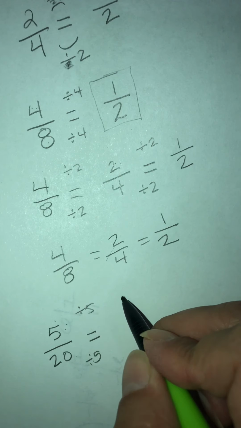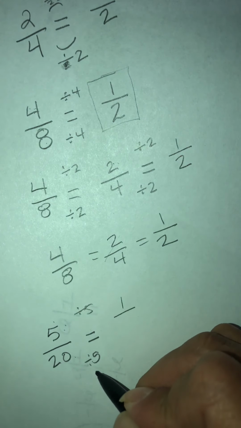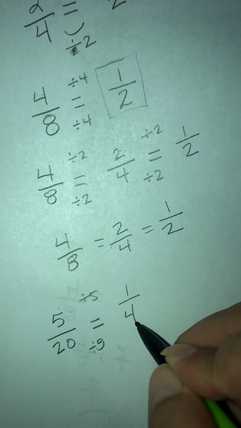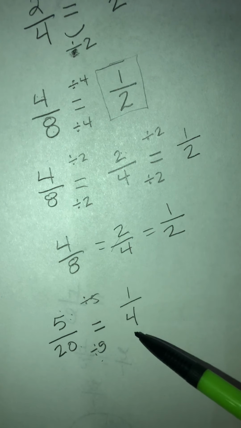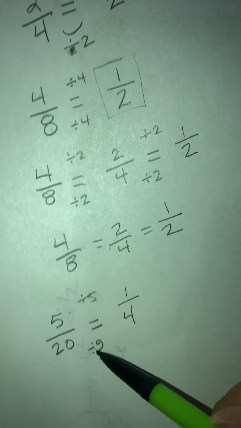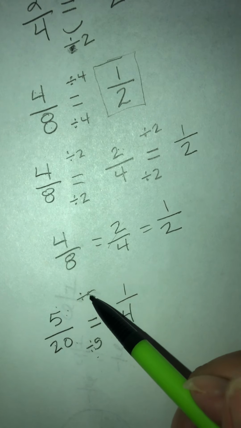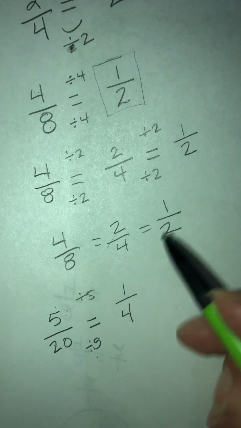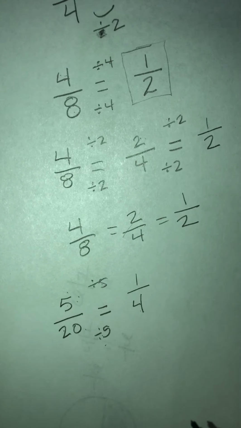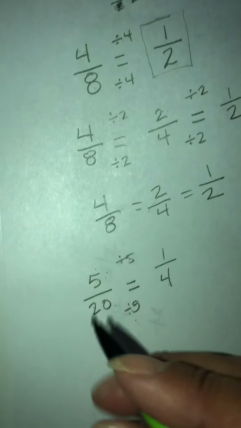So 5 divided by 5 is 1. 20 divided by 5 is 4. Another way to check yourself is to say 4 times 5 is 20. 1 times 5 is 5. Again, another way to be able to check yourself in math. We'll do one more problem.